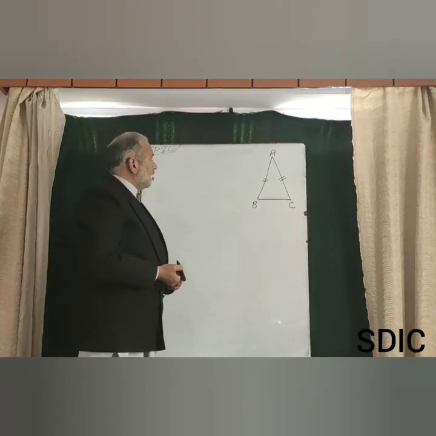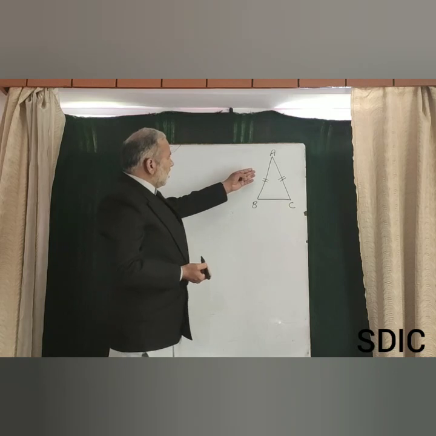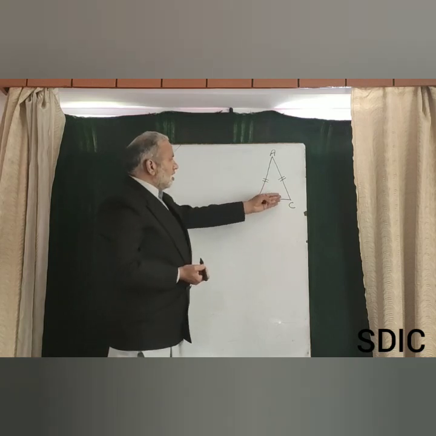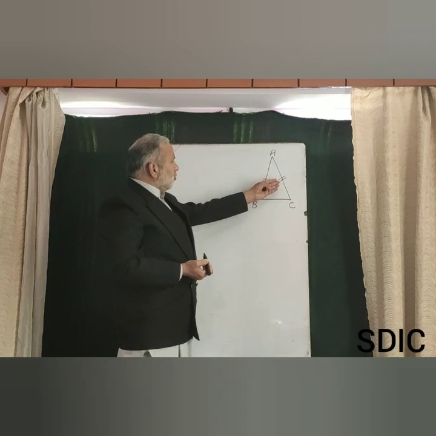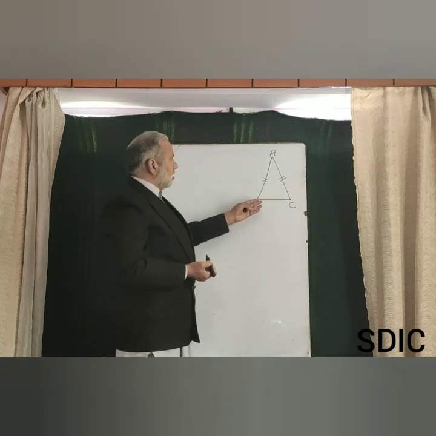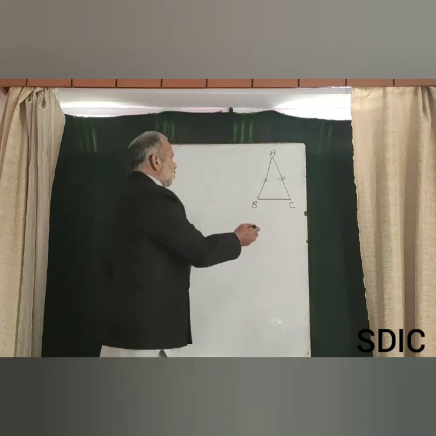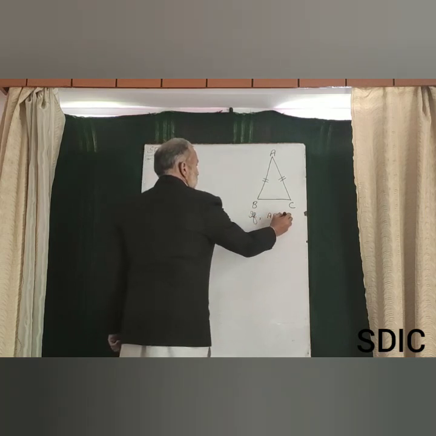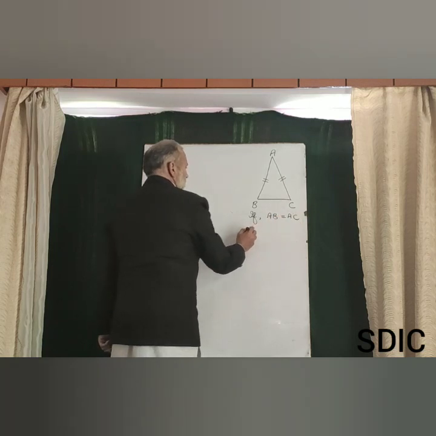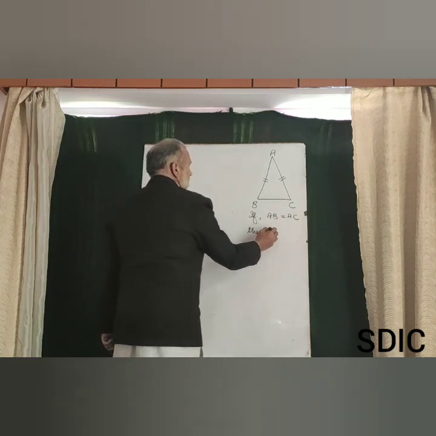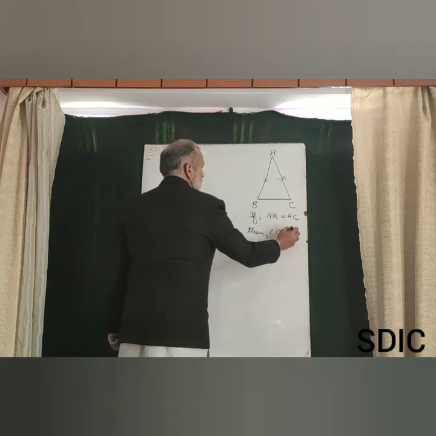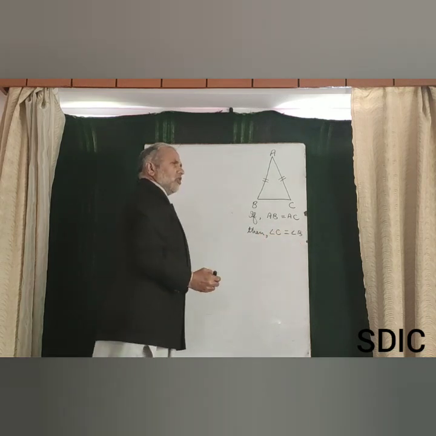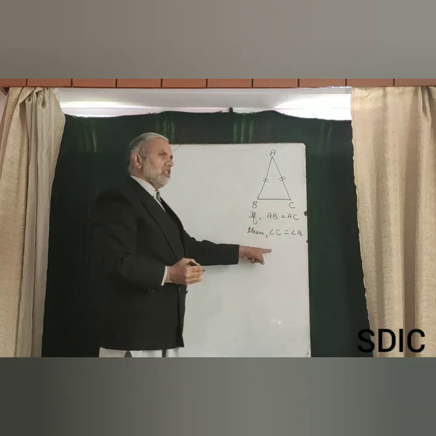Now you can see in the figure, the angle opposite to the side AB is angle C, and the angle opposite to the side AC is angle B. Therefore, according to this theorem, if AB is equal to AC, then angle C is equal to angle B. Two sides are equal, their opposite angles are equal.